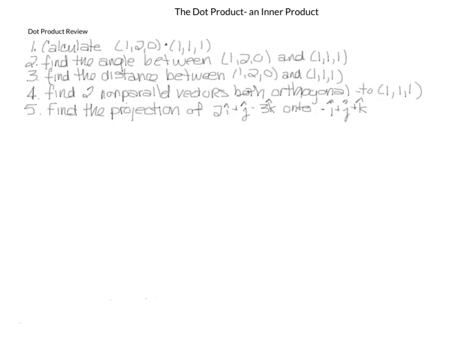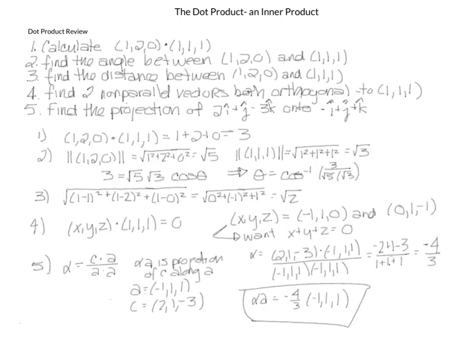Finally, for review, I have these five problems for you to try. The first one is to calculate 1, 2, 0 dot 1, 1, 1. The second is to find the angle between these two vectors, 1, 2, 0 and 1, 1, 1. The third is to find the distance between 1, 2, 0 and 1, 1, 1. The fourth is to find two non-parallel vectors, both orthogonal to 1, 1, 1. And last, find the projection of 2, 1, negative 3 onto negative 1, 1, 1. I suggest you pause the video, give them a try, and when you come back, I will have solutions to these problems. Here are the solutions to the five review problems.